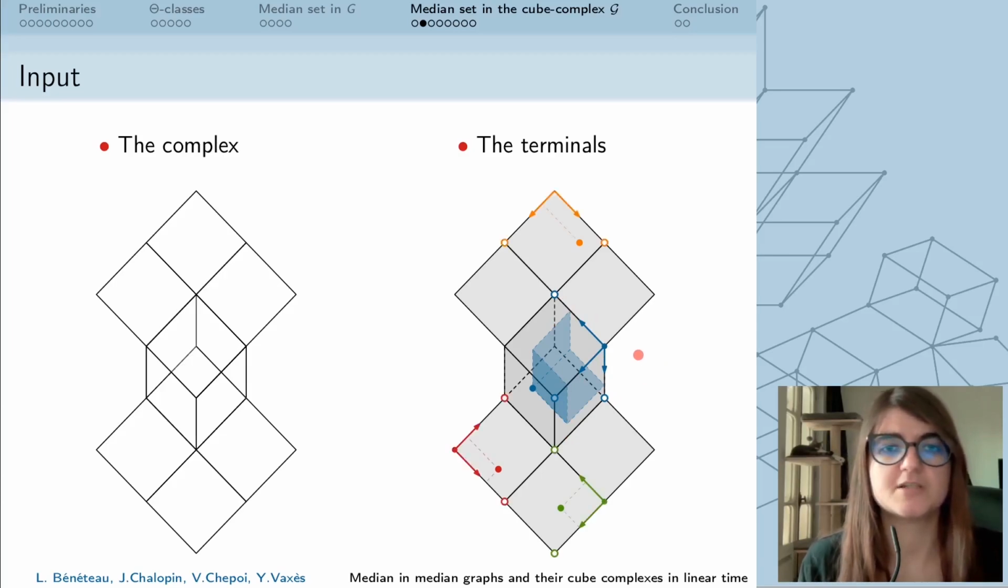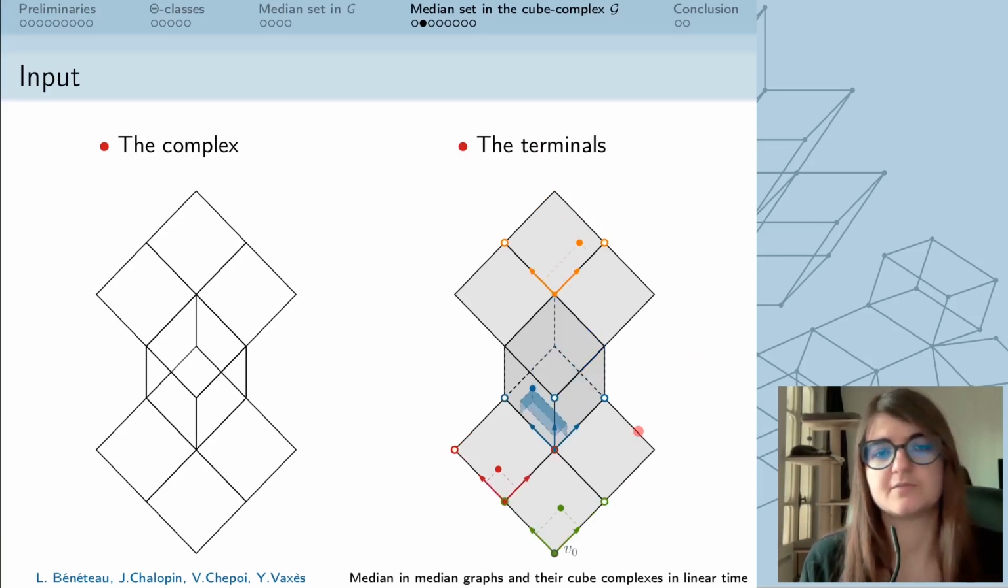So we do it for each terminal. And before doing our algorithm, we do a preprocessing, which is we take as the base point of each hypercube the gate of V0 on this hypercube.